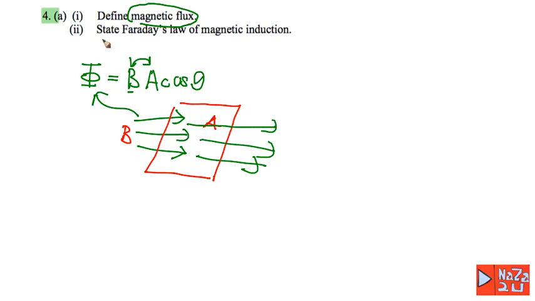And the next question is: state Faraday's law. Faraday's law states that the induced EMF in the circuit is directly proportional to the rate of change of magnetic flux, the change of magnetic flux, d flux over dt. This is how you can state Faraday's law of magnetic induction.